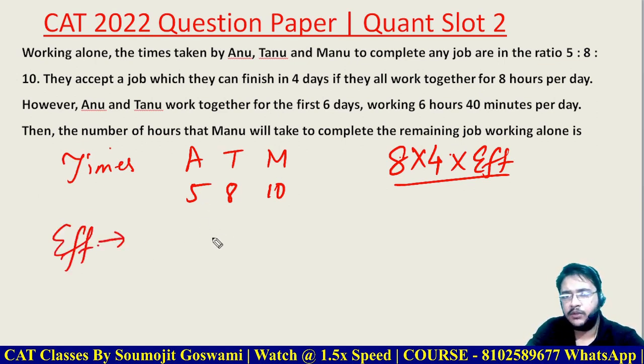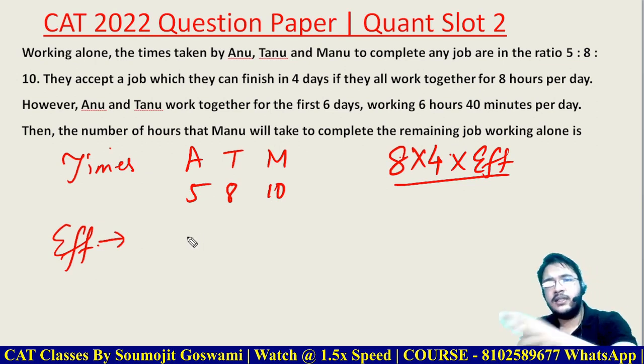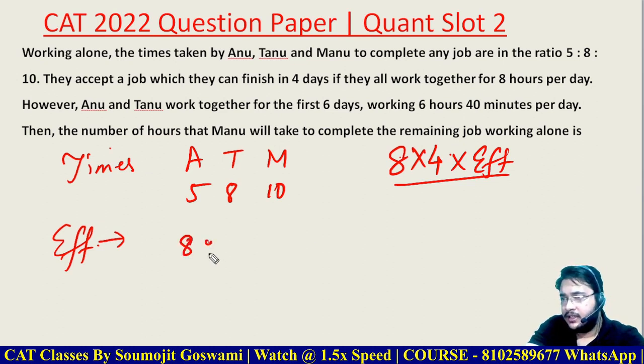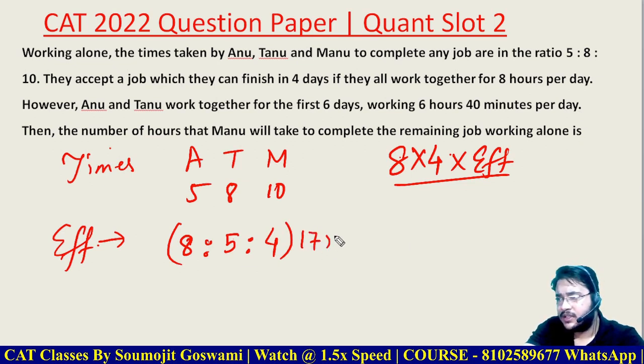1 by 5, 1 by 8, 1 by 10. I am doing it orally. 1 by 5, 1 by 8, 1 by 10, and the LCM is 40. Multiplied throughout, you will get 8:5:4. Now, if you consider them as 8x, 5x and 4x, the total efficiency will come out to be 17x. This is not multiplication, by the way. 17x is the total efficiency.